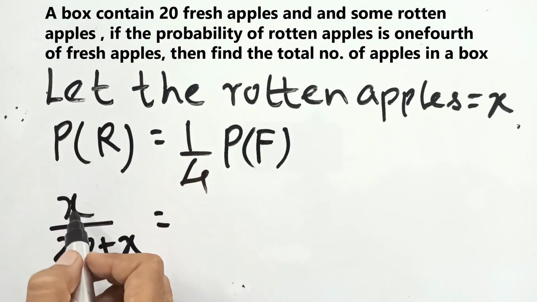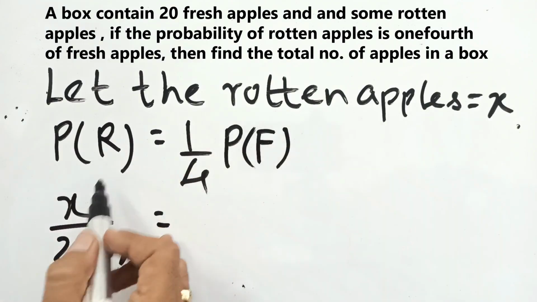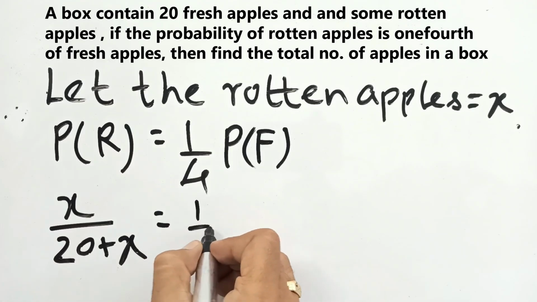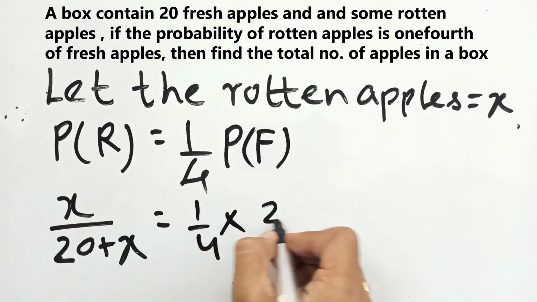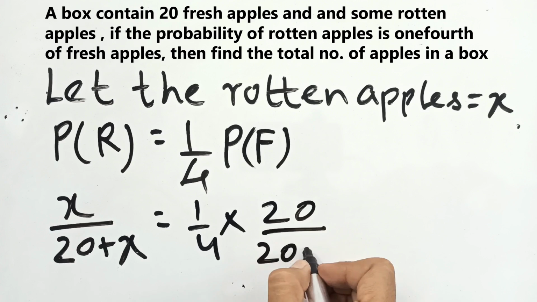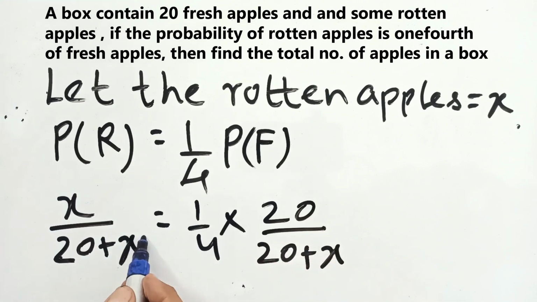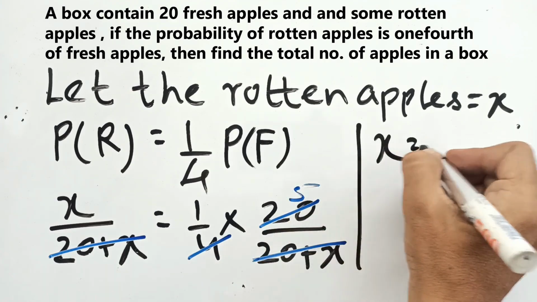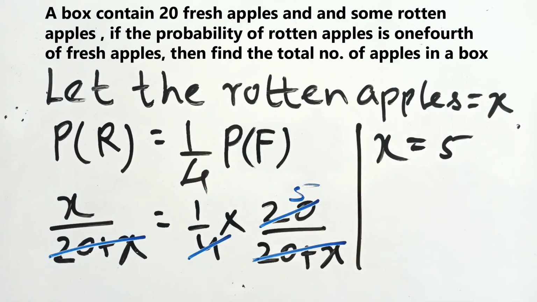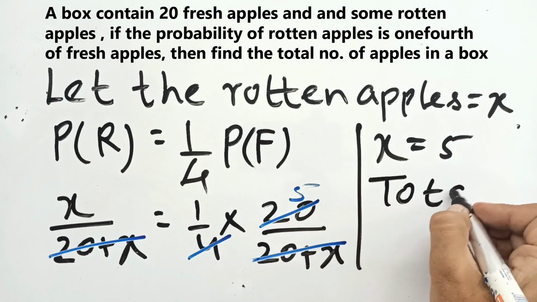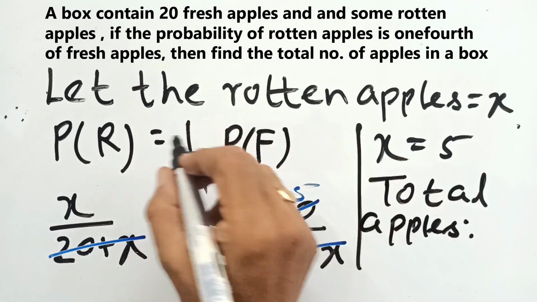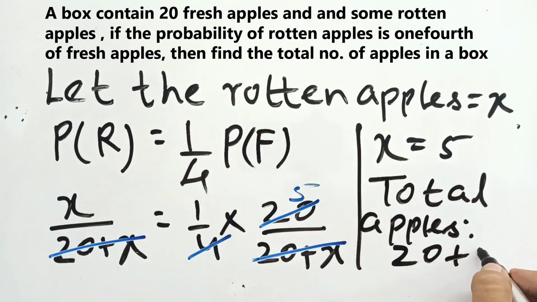Probability of rotten apples: favorable outcomes x rotten apples upon total number of apples, 20 fresh apples plus x rotten apples. It's given that 1/4 of fresh apples means 20 upon total number of apples 20 plus x. So this will be cancelled, and 4 5s are 20. x is equal to 5, means number of rotten apples are 5. So total number of apples are 20 fresh plus 5 rotten apples, 25 apples.